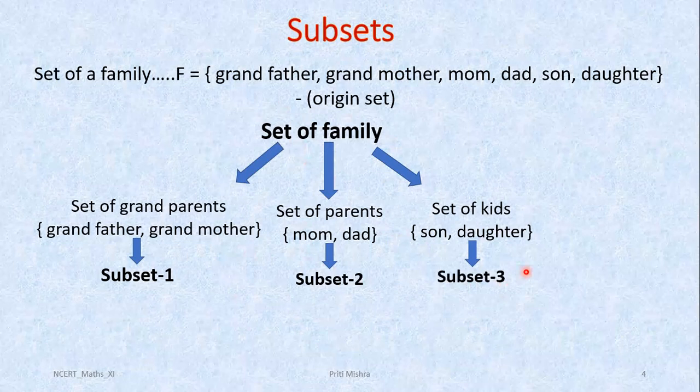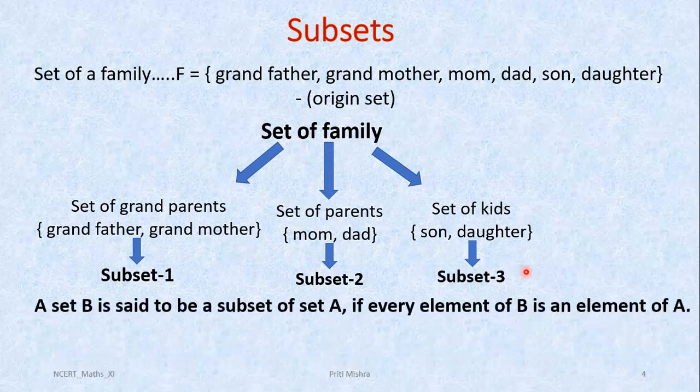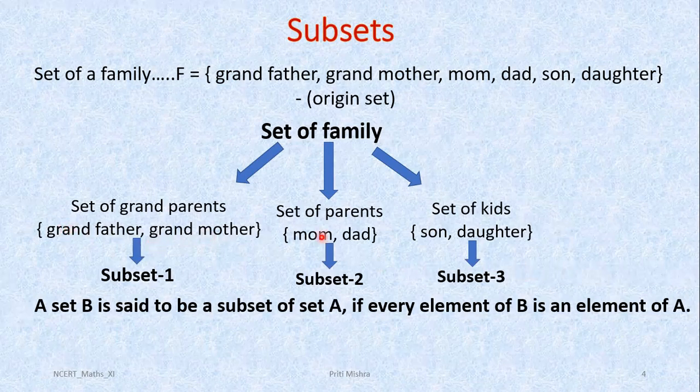So what definition can we write for subset? A set B is said to be a subset of set A if every element of B is an element of A. Here you can see from the subsets, each and every element belongs to the origin set. This is the definition here.